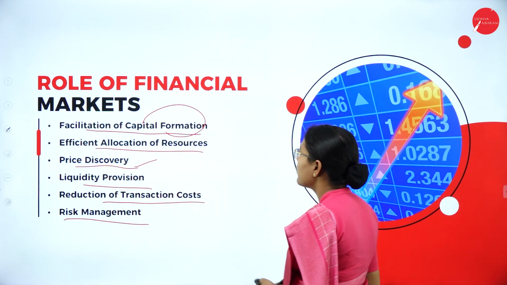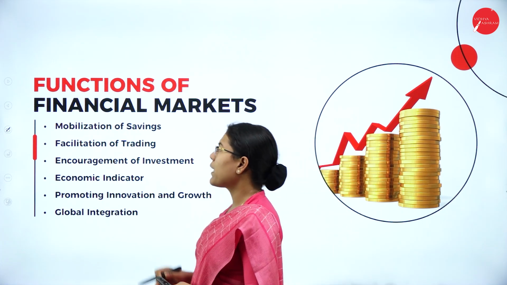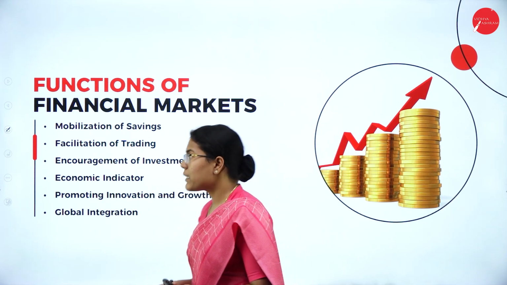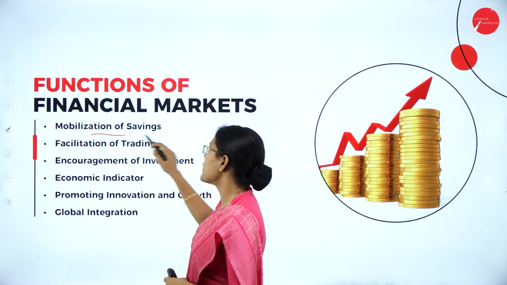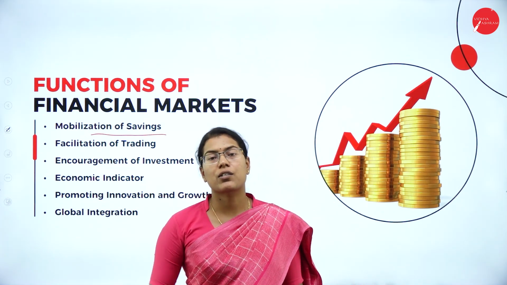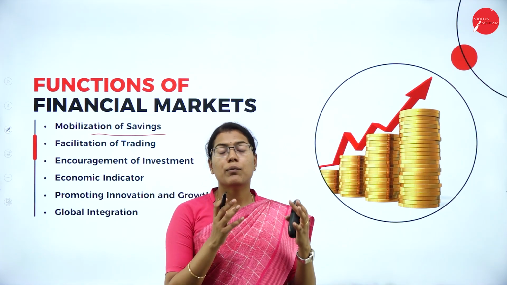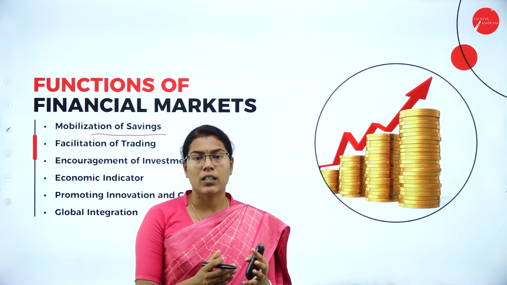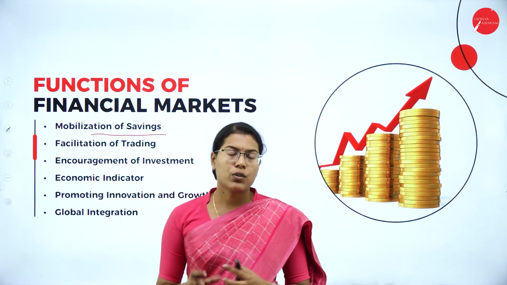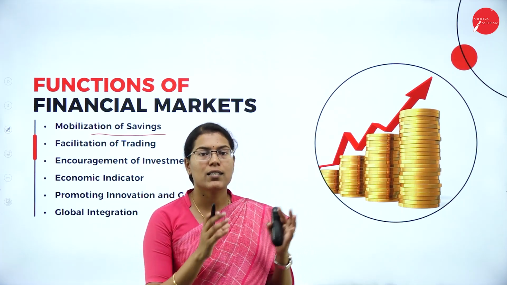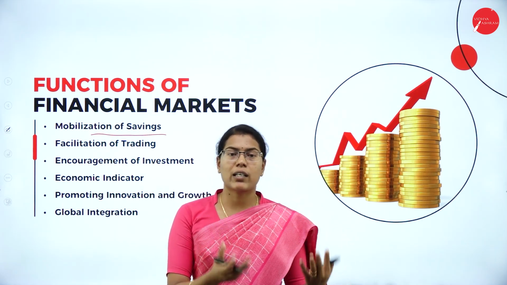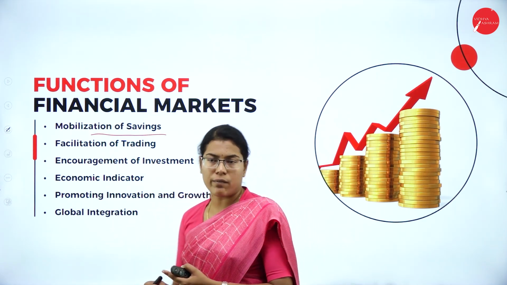Now let us study the functions of financial markets. What is the work that is done by the financial markets? These include mobilization of funds, that means the movement of savings from individuals or financial institutions, especially from those people who have a surplus amount of money. That savings is brought towards a productive investment. So there is a movement of money from individuals, financial institutions or various other corporations towards productive investment.